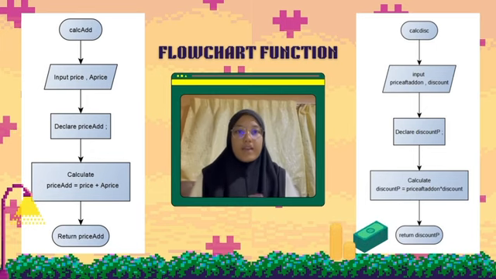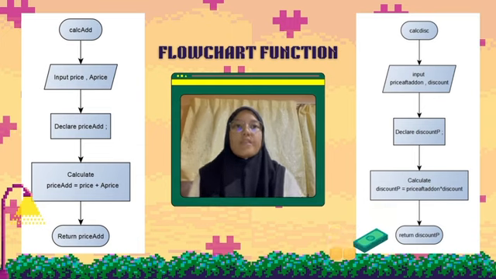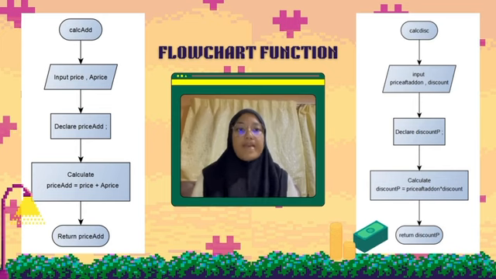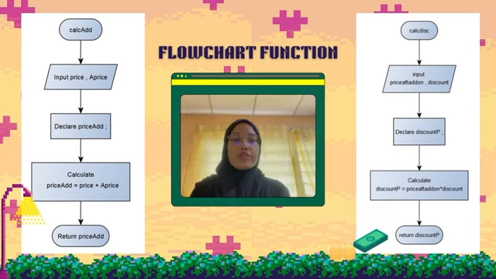And then we need to calculate price add equals to price plus add-on price, and then return price add. For the discount calculation, first we need to input price after add-on and discount, and then we declare discount price. After that, we calculate discount price equals to price after add-on times discount, and then we need to return discount price.